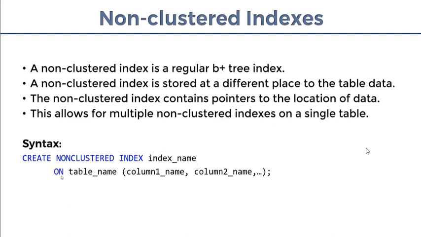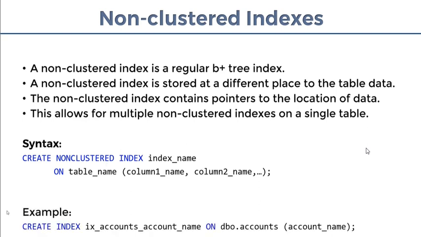How to create a non-clustered index? Create non-clustered index, index name, on table, and which columns you want, two columns, three or four columns, you can create one index. Let's take an example. Create index ix_accounts_account_name on dbo.accounts(account_name). Here, on the account name column, we create an index.